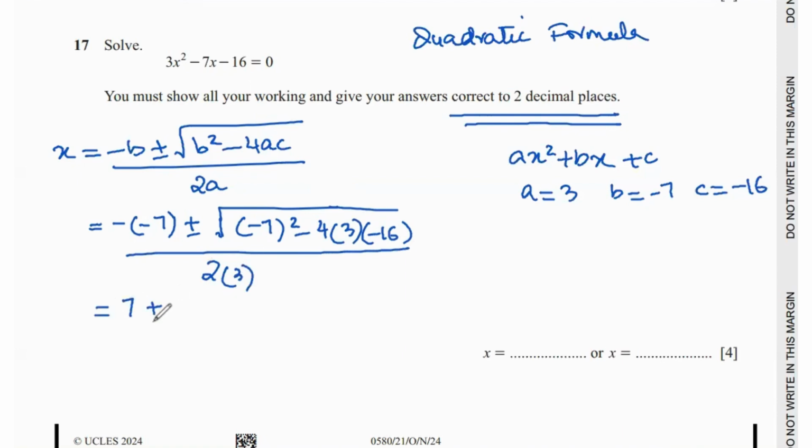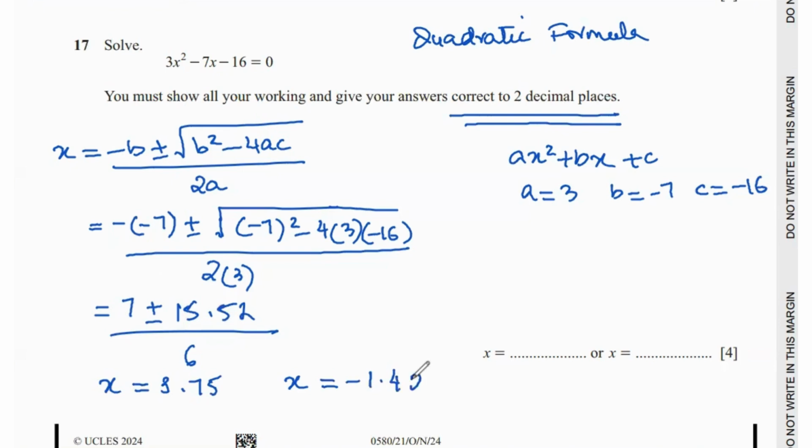That's positive 7 plus minus 15.52 divided by 6. So one value of x is going to be 3.75, which we get from adding 7 to 15.52 and then dividing by 6. And the other, which is 7 minus 15.52 divided by 6, is going to be negative 1.42. So 3.75 and negative 1.42 is your answer.